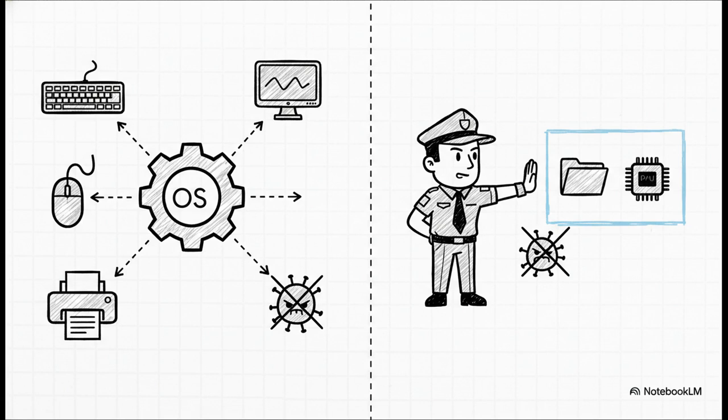Then you have the security manager. This is the security guard at the front door of the building. It checks the ID of every single program that wants to access a file or a piece of hardware, making sure it has permission. This is what keeps viruses and malware from taking over your system.